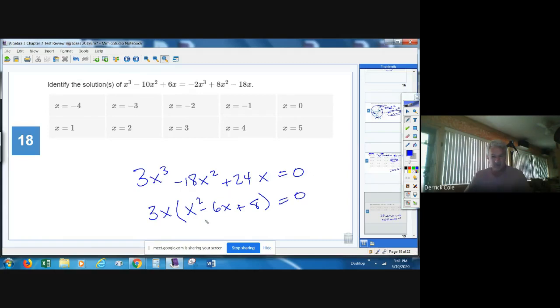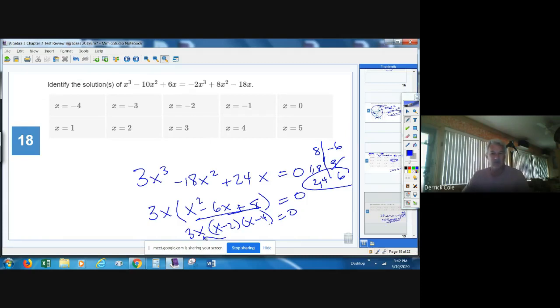All right, so now I can factor this. What are the factors of 8 that give me negative 6? 1 and 8, that gives me 9. That ain't it. 2 and 4 give me 6, but they both got to be negative. So x minus 2, x minus 4. If I'm going too fast, just stop this and take a look, slow down, rewind, whatever you need to do.